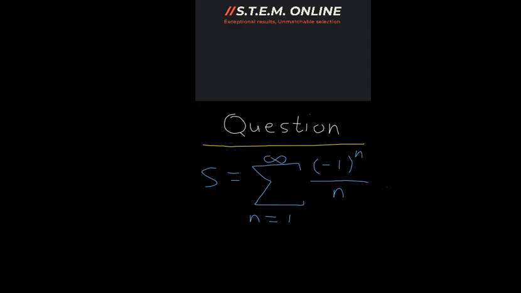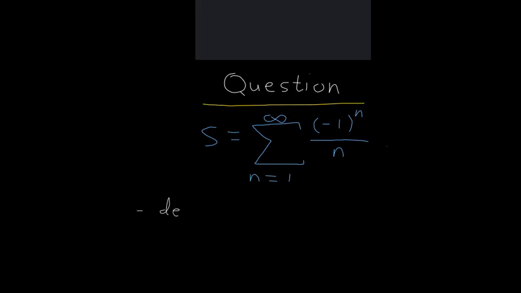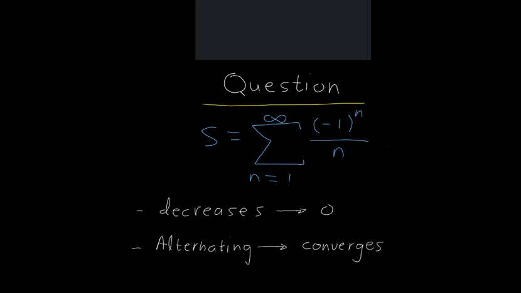So let me just show you something here, right? Let me just write out. What I'm going to do is exactly that, right? So I'm going to say here, note some characteristics. Decreases to 0, okay? And also another characteristic is that it's alternating. So alternating, okay? And this would mean that it's going to converge. I'm going to explain the logic below, don't worry.